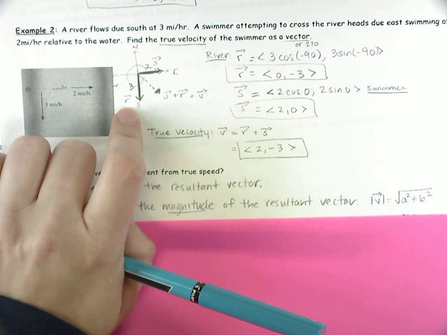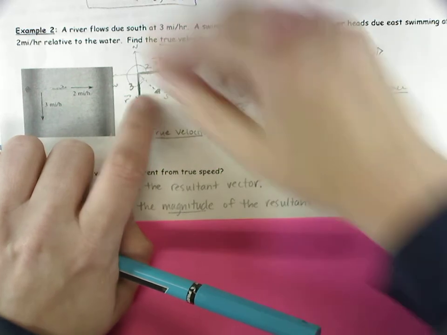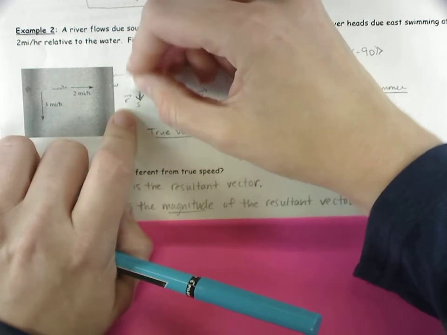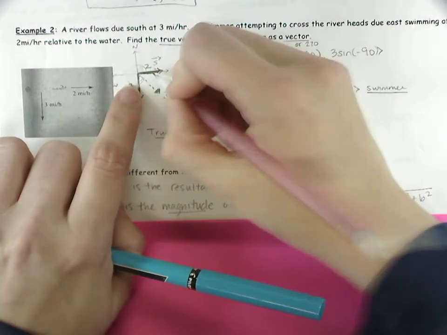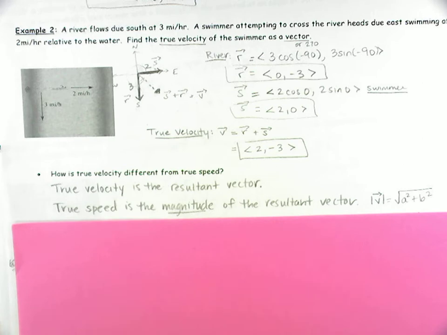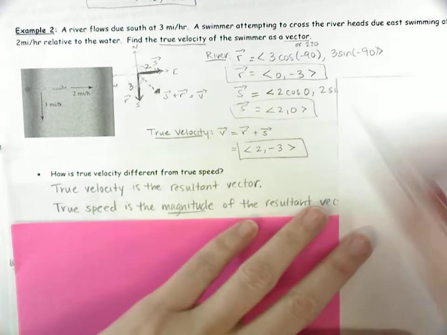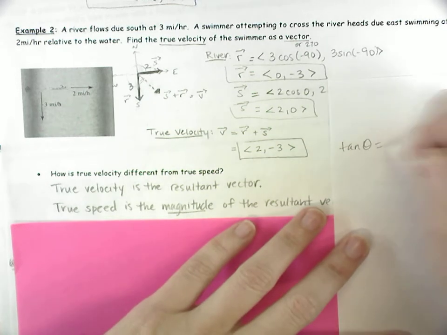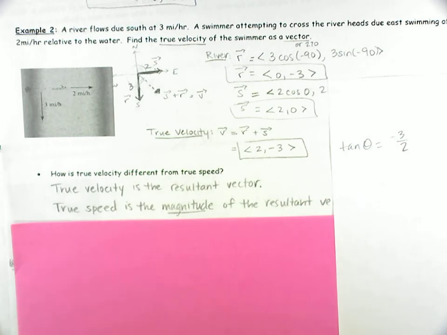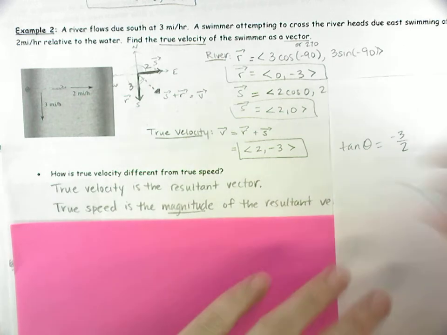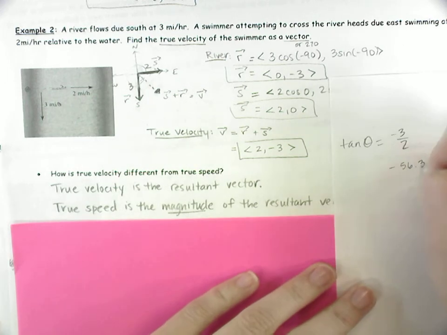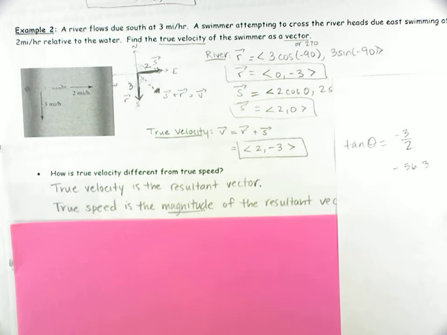There's a couple different ways you could do it. We want the angle between south and east. If you're finding theta, you could just do the tangent of theta. This is what we did yesterday, right? The tangent of theta equals -3/2. If we do the inverse tangent, we get -56.31 degrees. Now this is in what quadrant? Quadrant 4.